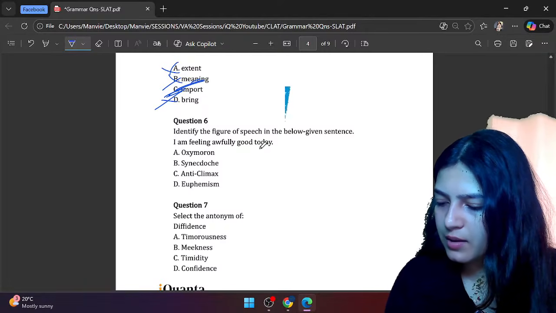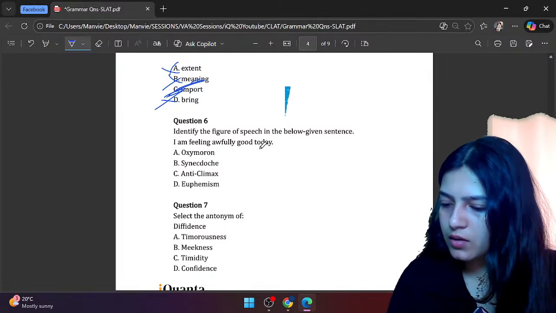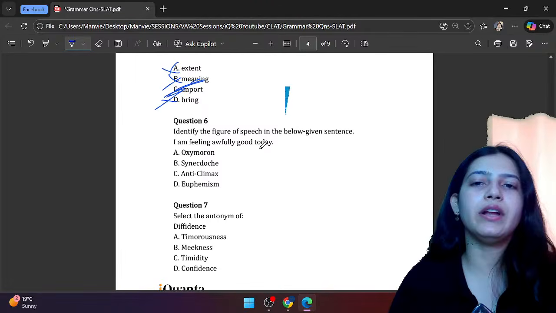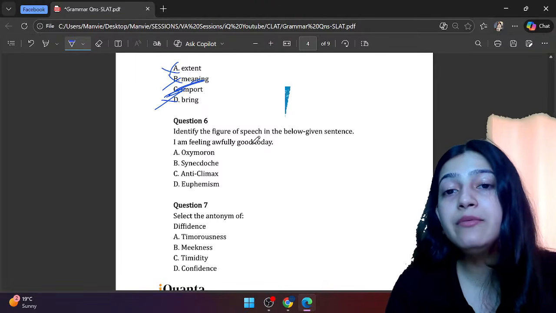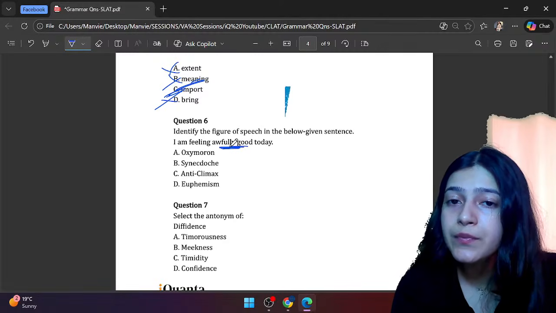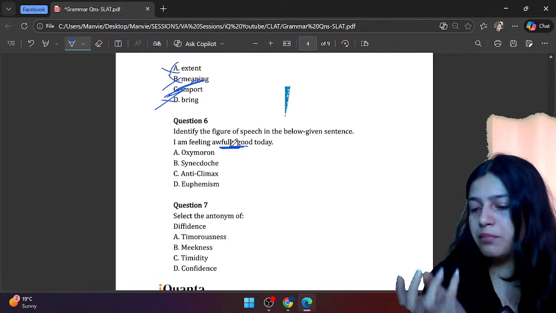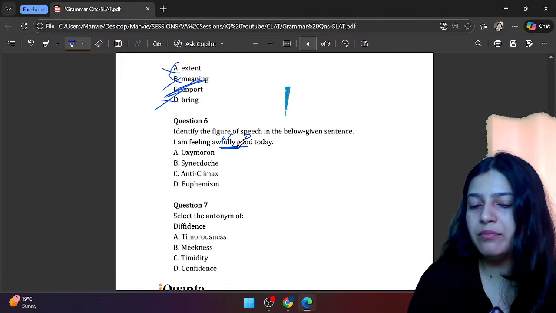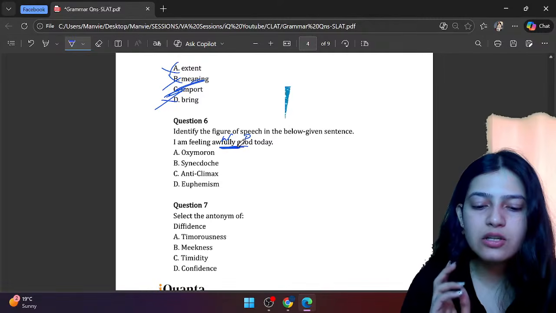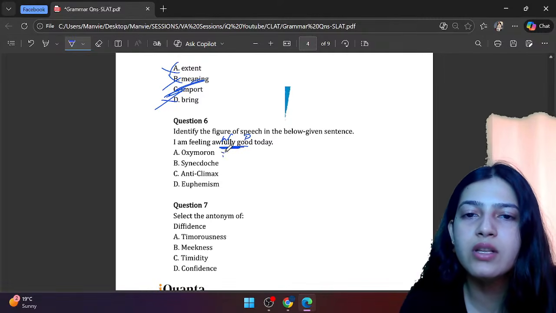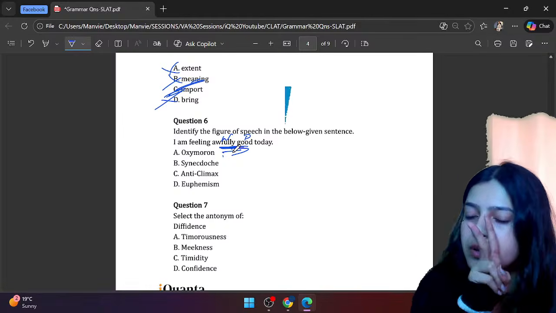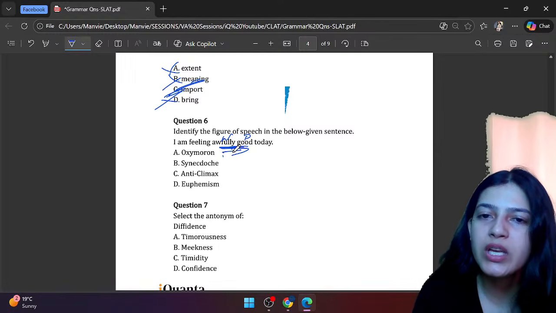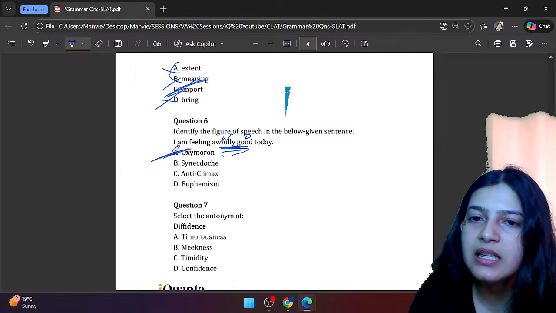I just wanted to see something is happening. Okay, all right, chalo. I am feeling awfully good. Awfully is basically negative and good is positive. So contrary terms hai yahan pe. We can see two contrary terms, and oxymoron says that two contrary terms will be put together. For example, deafening silence, for example, bittersweet. So A is the correct answer.